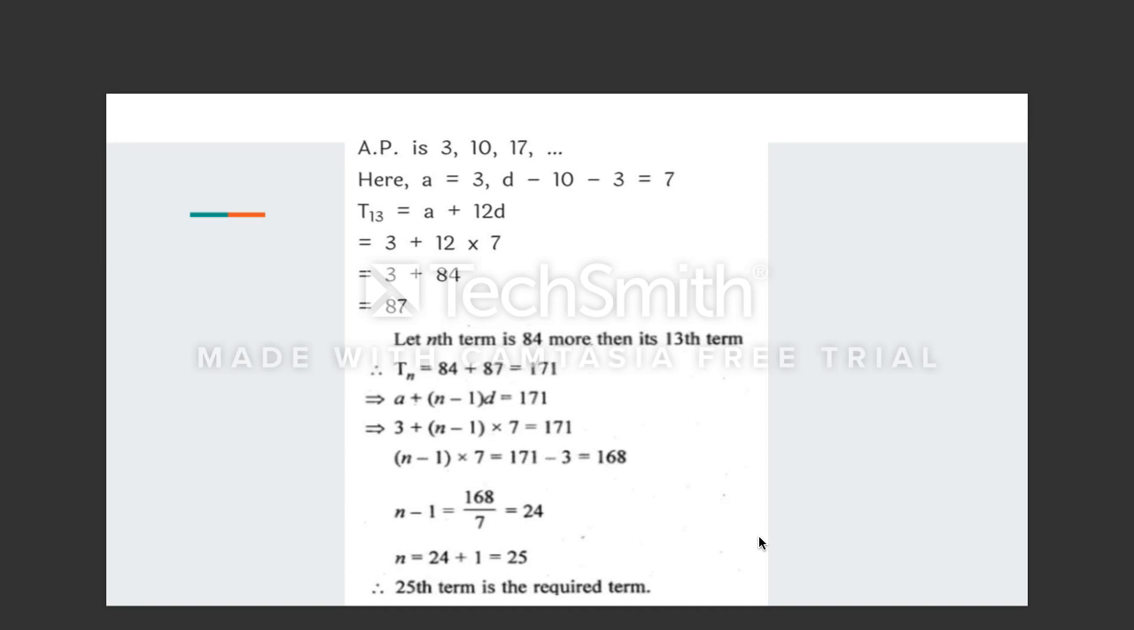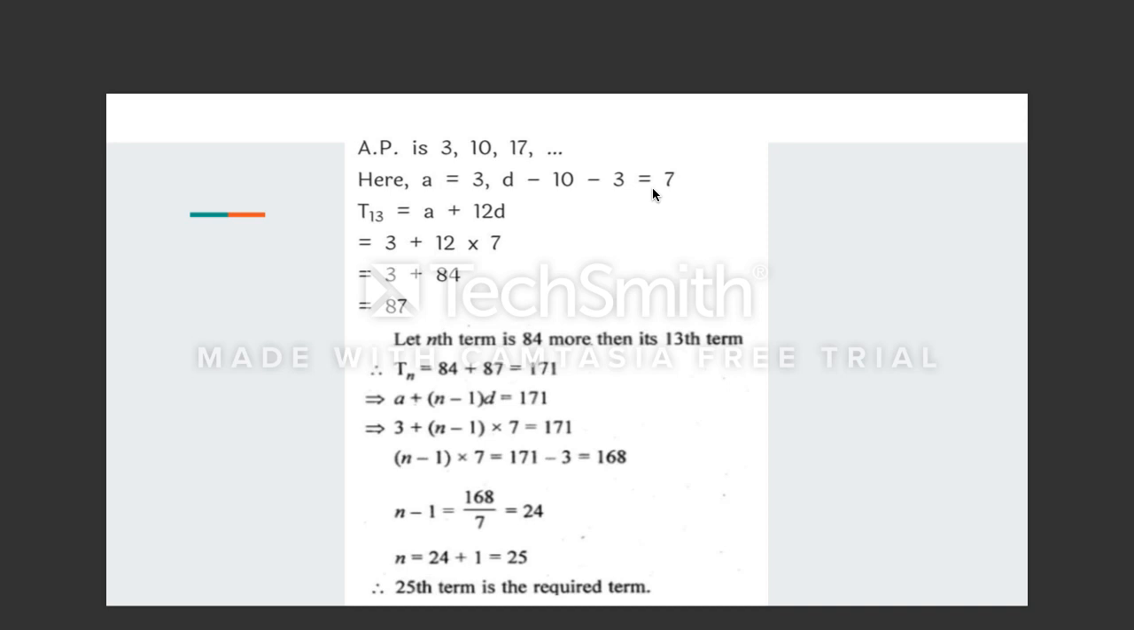Let's move to the next. Okay students, that is question number 18. Question number 18 is: which term of the AP, the sequence 3, 10, 17, will be 84 more than the 13th term. This is the AP given. What all can I straight away tell? The first term is 3. The common difference, 10 minus 3, is 7. So A and D are very clear to me.